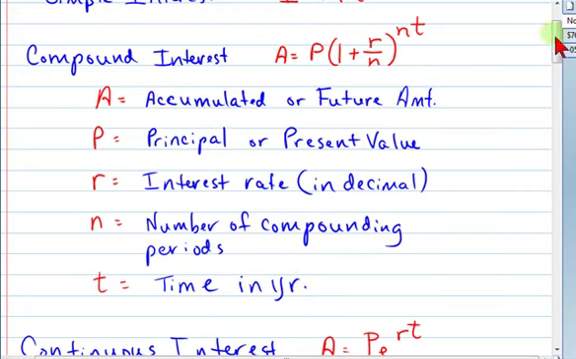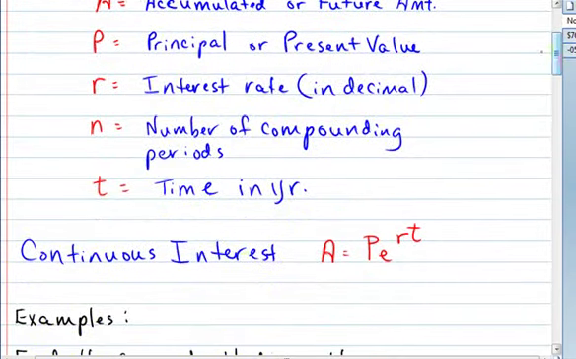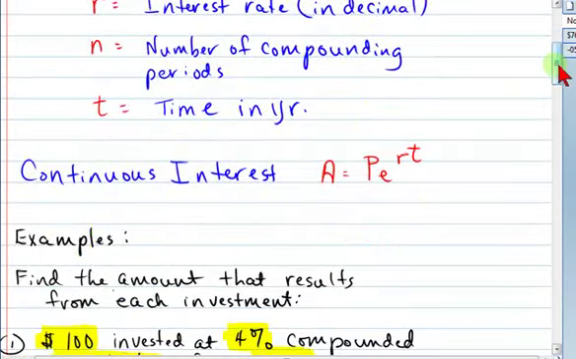T is time, and that's usually in years, and that's the number of years that you leave your money in the bank. The other formula is continuous interest, and it's A equals the principal times the number E raised to the RT, the rate times the time. So we'll see about that one in a minute. Let's look at some examples.